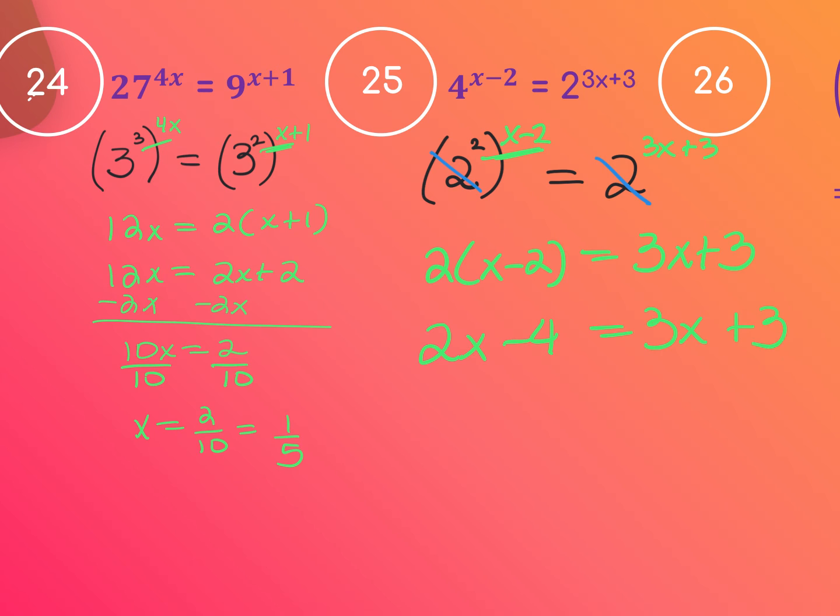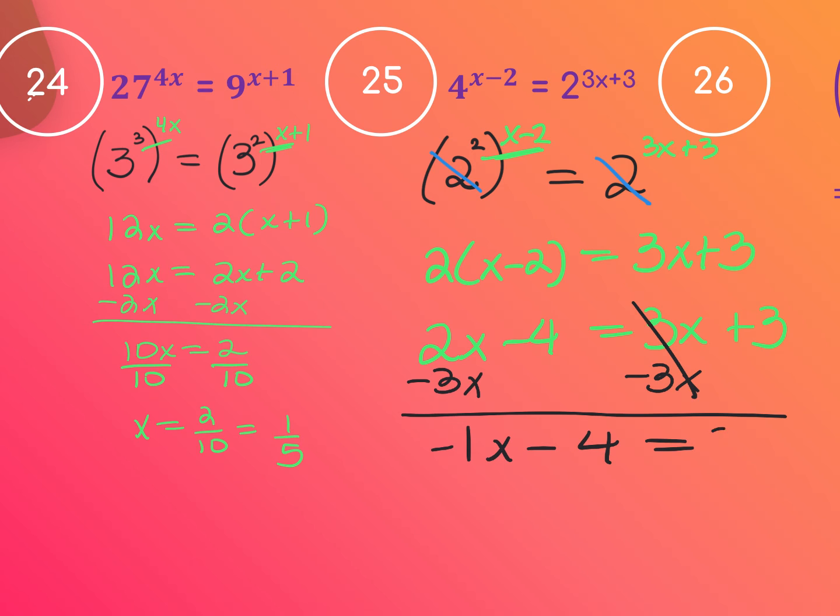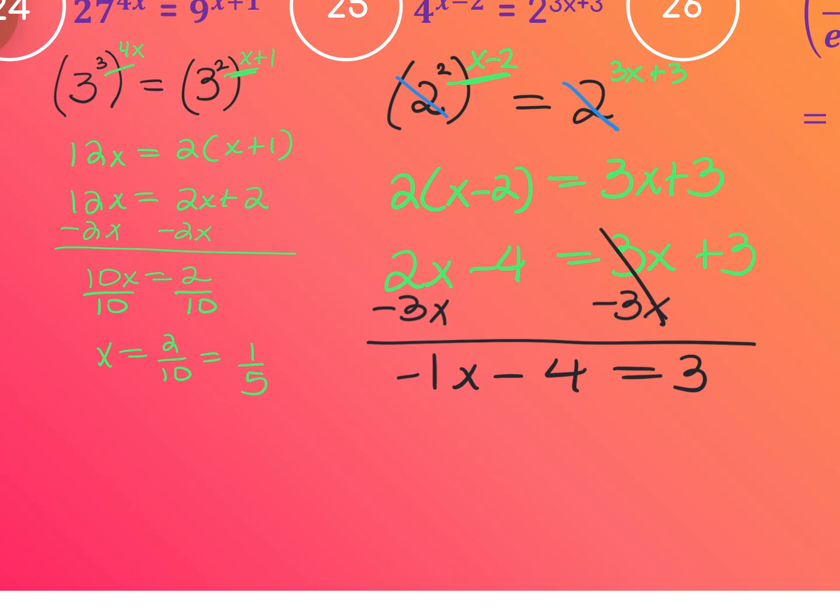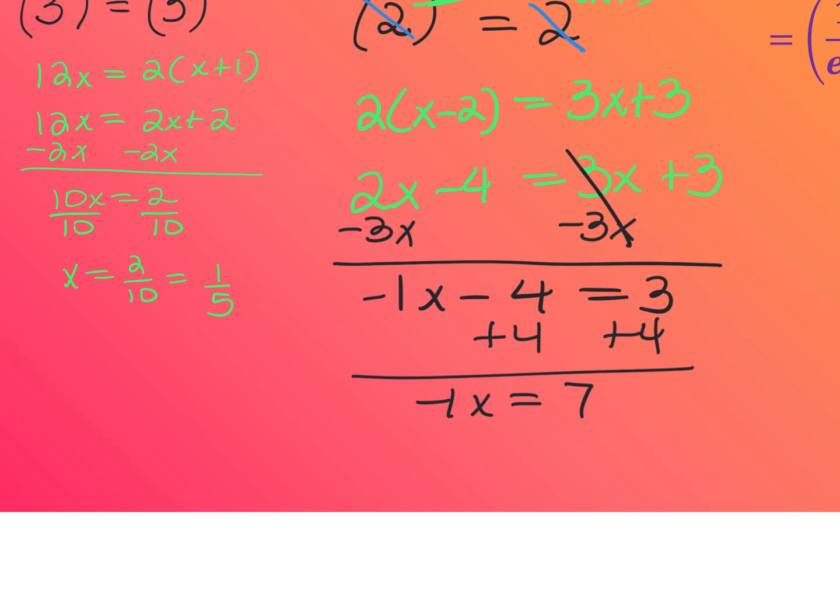Now, just to show you, I know the other time I moved my variables to the right so it stayed positive. I'm going to move the 3x to the left. It doesn't matter. Your goal is just to get your letters on one side of the equal sign and your constants on the other. So then this gives me a negative 1x minus 4 equals 3. Add 4. Negative 1x equals 7. I can't have a negative 1x, so I divide by negative 1, and x equals negative 7.